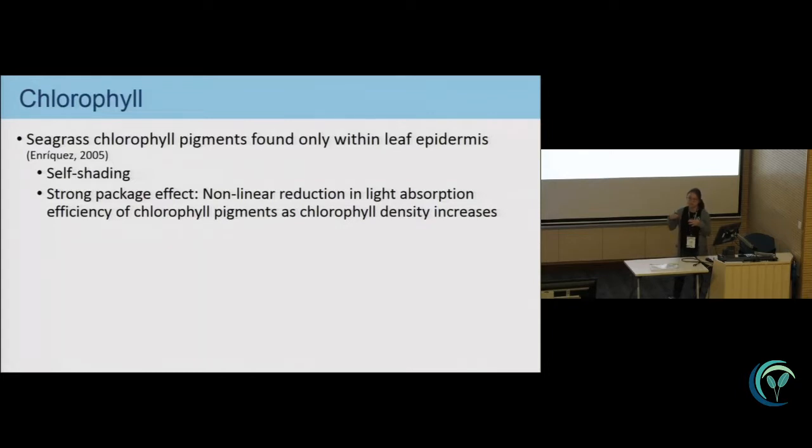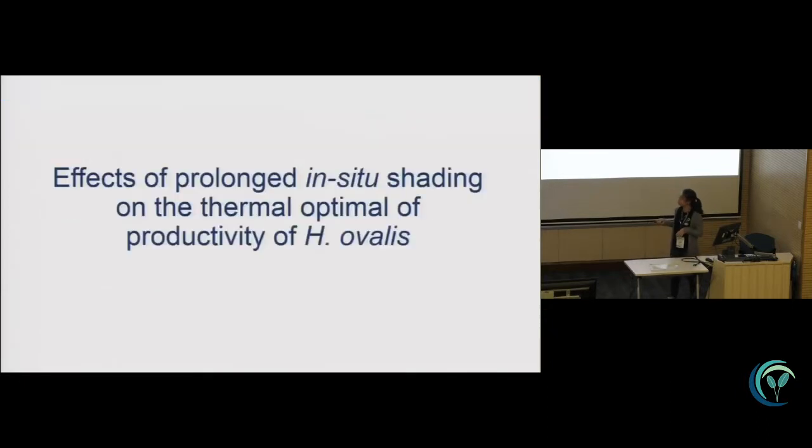So as a result, they are unable to spread out, and this could result in the chlorophyll pigment shading each other. So actually this gives rise to this strong package effect in which there's a non-linear relationship between the light absorption efficiencies of chlorophyll pigments and the chlorophyll densities present in the leaf cell.